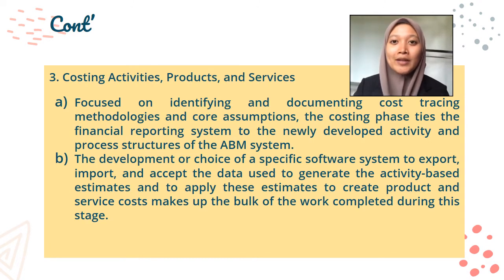We move to the third phase, which is costing activities, products, and services. Activity analysis provides basic information for constructing the ABC cost system. Developing the ABC estimates is the most mechanical part of any ABM implementation. During this phase, the management should focus on identifying and documenting cost tracing methodologies and core assumptions. The costing phase ties the financial reporting system to the newly developed activity and process structures of the ABM system.